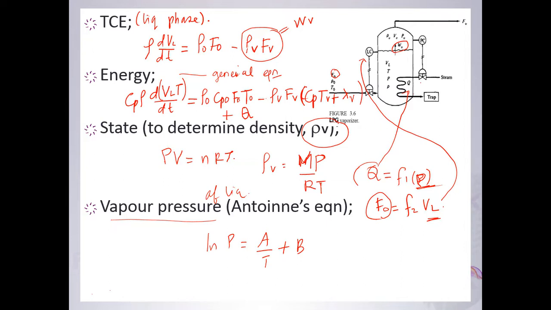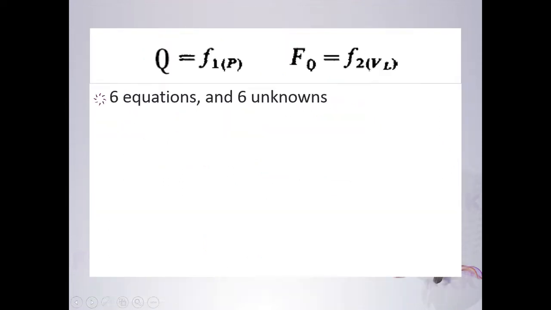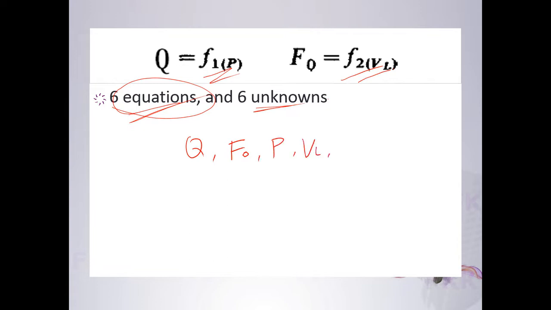The next one, oh yeah. From all these equations, from equation 3.35 to 3.39, you should have 6 equations. And once you have 6 equations and also 6 unknowns, it can be solved. The unknowns in this case are Q, since you don't know how much Q to give to make the pressure stabilize, then your F naught, your pressure, VL, rho V, and your T.